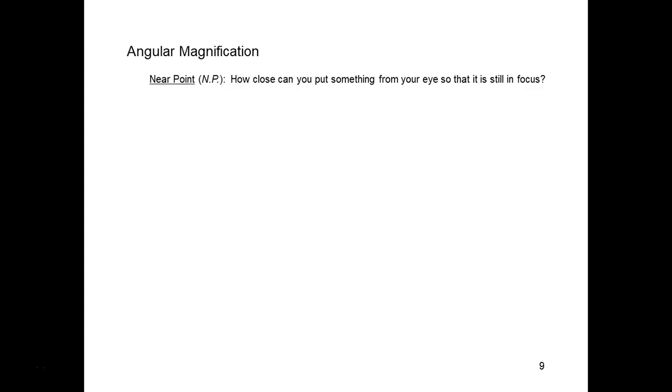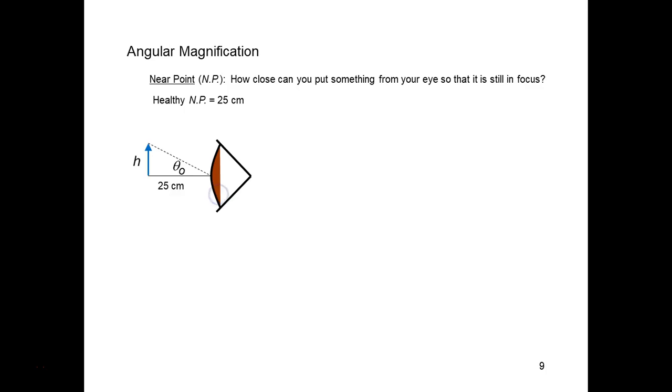First thing we need to establish is, what do we mean by a near point? So the near point for your eye is, how close can you put something from your eye, measured from your eye, so that it is still in focus? Because you want something to look as big as it can be, but you want it to be in focus. That defines the near point. Now, if you have a healthy eye, average healthy eye, that's taken to be 25 centimeters, the NP. So we're going to take that as a given. Healthy near point is 25 centimeters. It may be slightly different for your eye. We're going to take it to be 25 centimeters.